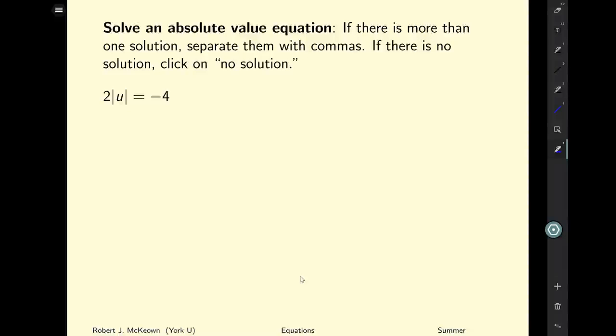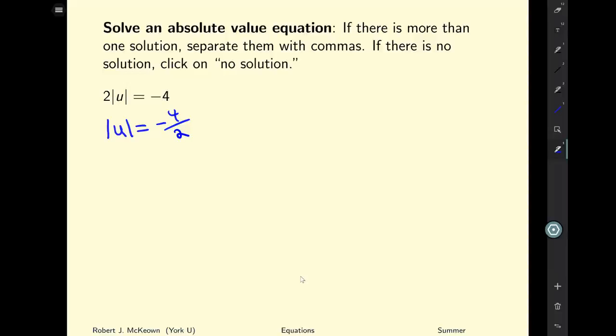Our last question is short and to the point. We're going to look at an absolute value equation. This time, similar to the one we just did, there could be more than one solution. There could be one solution, or there could be no solution at all. So to solve this, I'm going to isolate the absolute value of u. And I can do that by dividing both sides by 2.